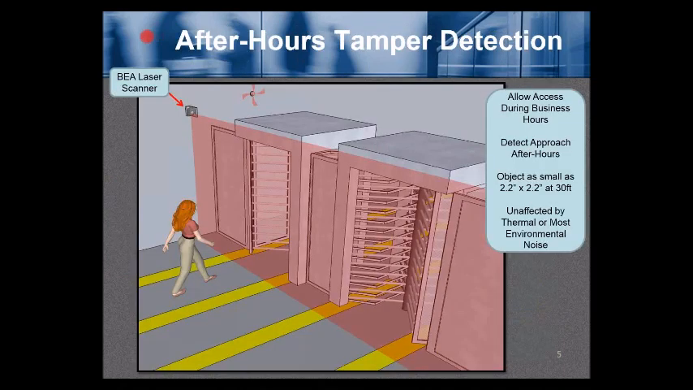After hours tamper detection. Here, the laser scanner allows access during business hours and detects the approach after hours, detecting objects as small as 2.2 inches by 2.2 inches at 30 feet. Unaffected by most thermal or most environmental noise.